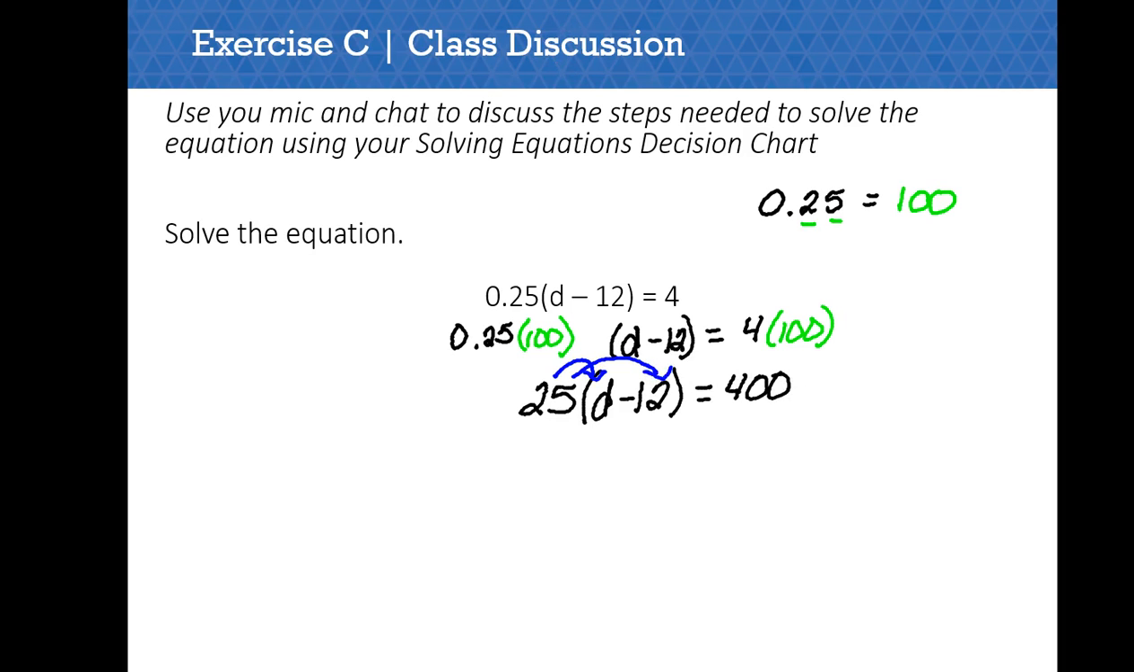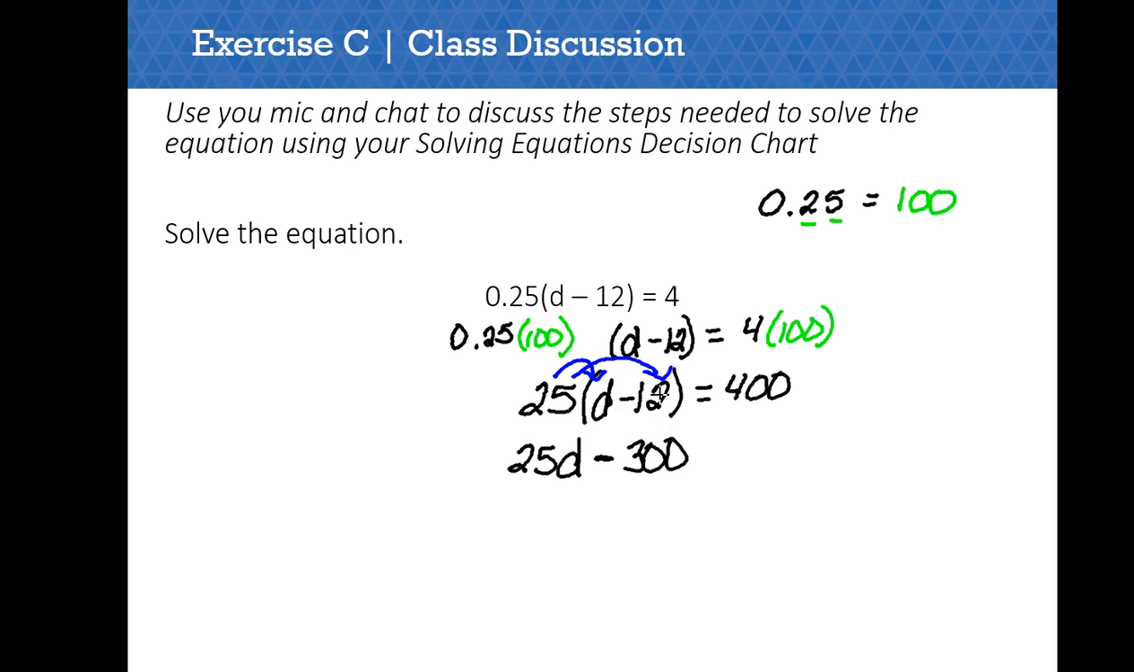Now, when I do that, obviously, 25 times d is going to give me 25d. Keep the operation because the 25 is positive, so I have minus. 12 times 25 is going to be 300, I think. I'm sorry, I should have had that already worked out. 12 times 25, yep, 300. All right, so we have 300 here, okay?